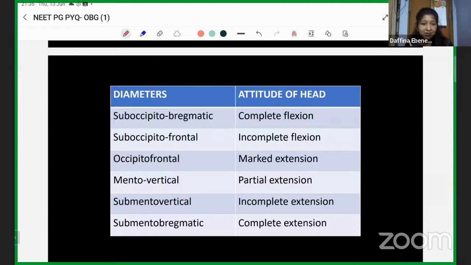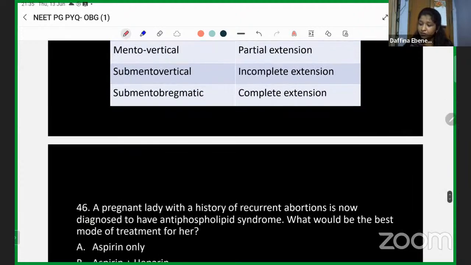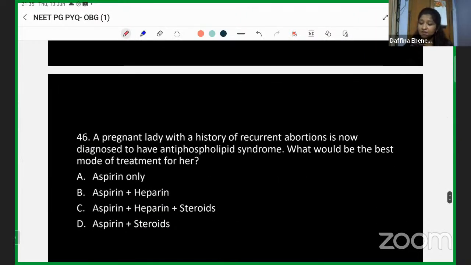If there is incomplete flexion, now imagine the baby is not fully flexed, it's only incompletely flexed, and the part that will come in contact is the frontal part. If there is marked extension, your occiput is going to come. So it's the occipitofrontal. If there is partial extension, which is midway, then you can get the chin, which is the mentovertical. Incomplete extension, again, submento-vertical, and complete extension is where you're going to get the submento-bregmatic. The most commonly asked is the suboccipito-bregmatic in complete flexion attitude. The engaging diameter will be 9.5 centimeter.